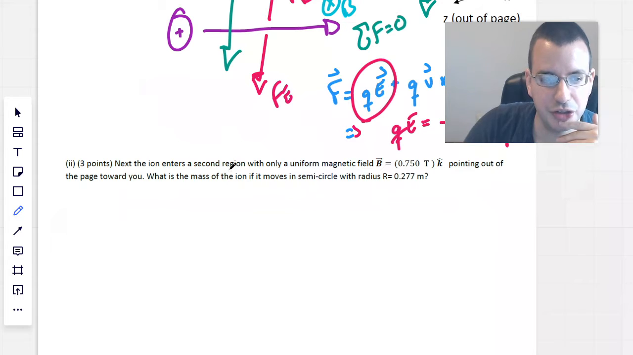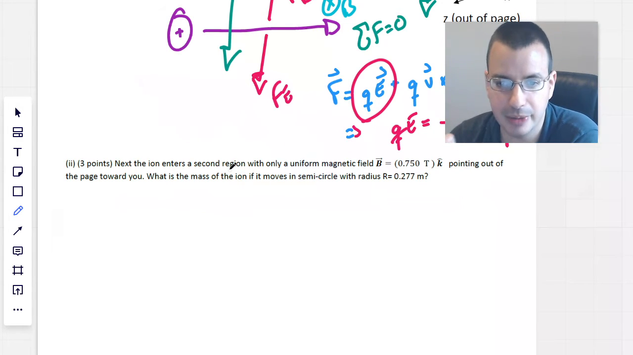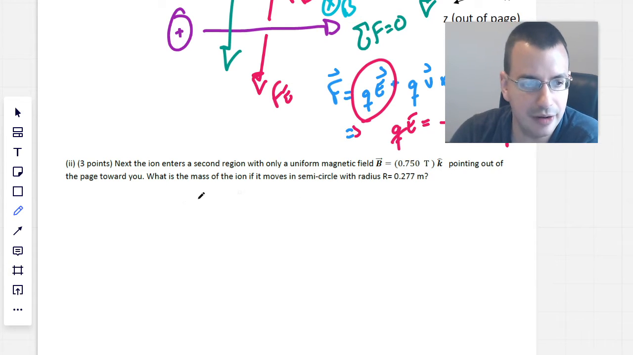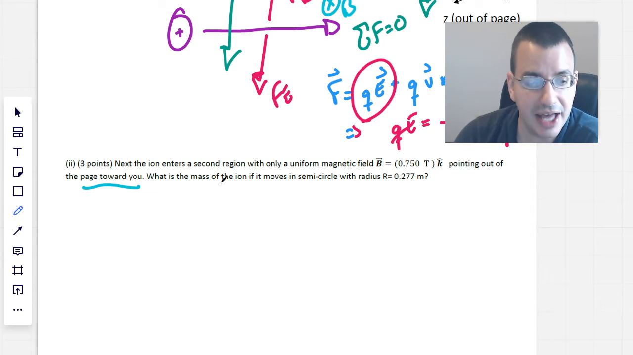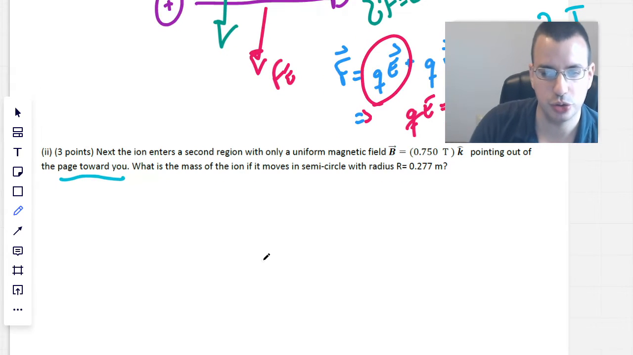Next, the ion enters a region with only a uniform magnetic field of B is 0.75 teslas. Okay? In the K direction means pointing out of the page. Good. I'm glad they told us that, because I'm never quite sure. What is the mass of the ion? Okay? If it moves in a semicircle with radius 0.277 meters.